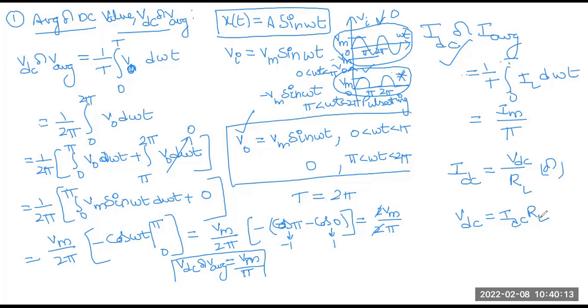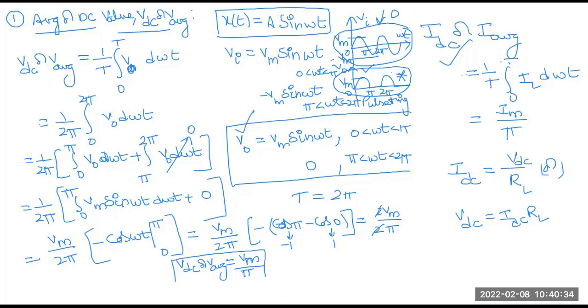So don't get confused when you refer to the textbook. If you find some of them deriving the expression for IDC and then finding out VDC from IDC, it is the same as finding out VDC and getting IDC from VDC. Is that understood? Yes, ma'am. So mainly these end expressions, we will be using them while solving the problems.